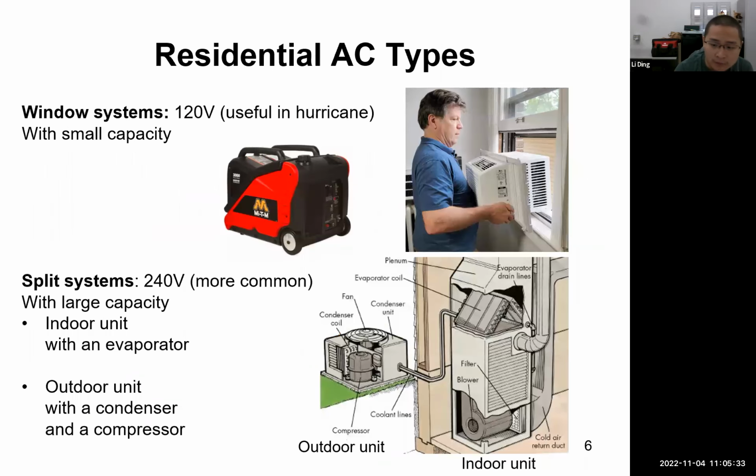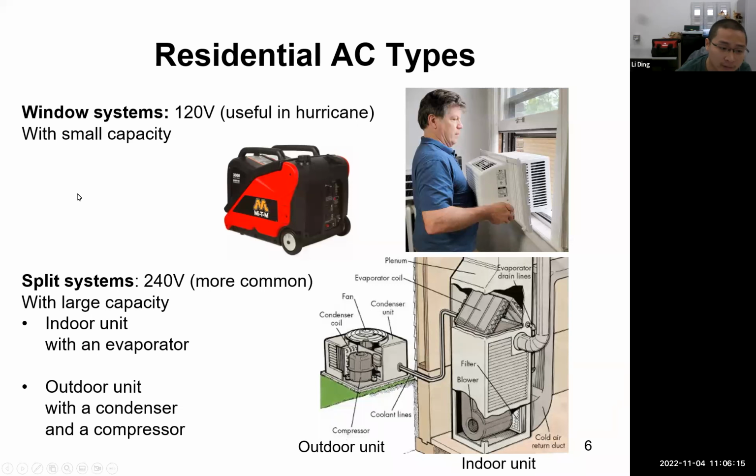There are two common residential AC types. First is window systems, as you can see in the picture here. All the components are packaged in a small unit, and generally the voltage is 120. This is useful in hurricanes, because if the hurricane destroys the electrical supply system, some residents use a small generator to generate electricity. This small generator can only supply 120 volts.